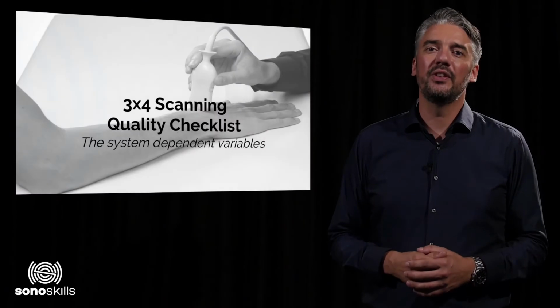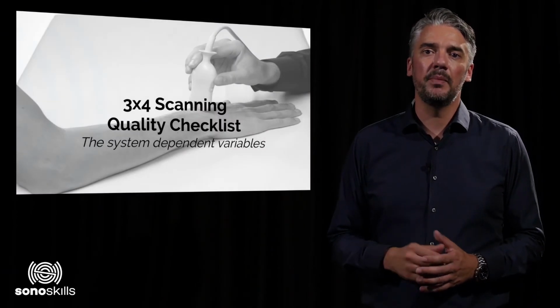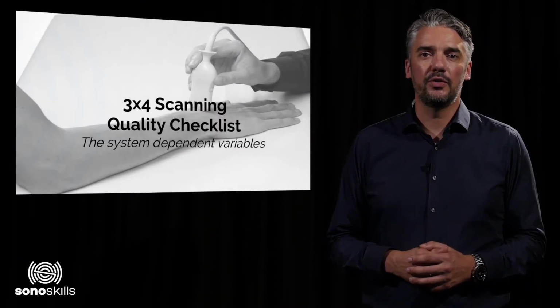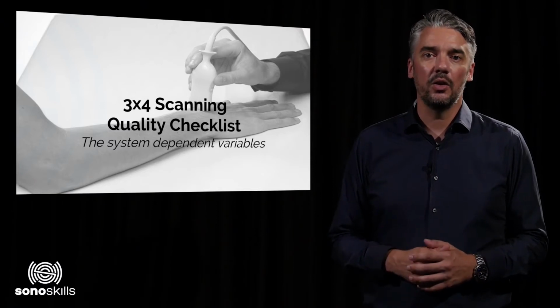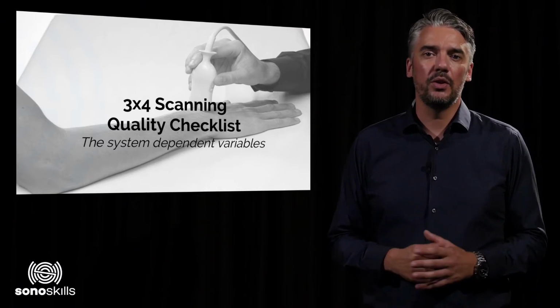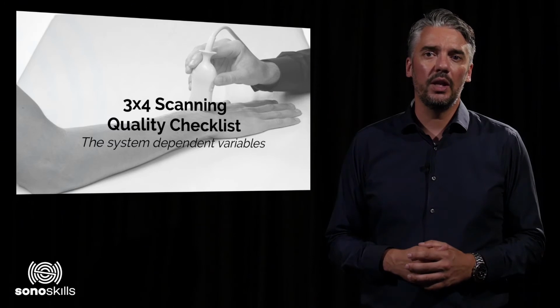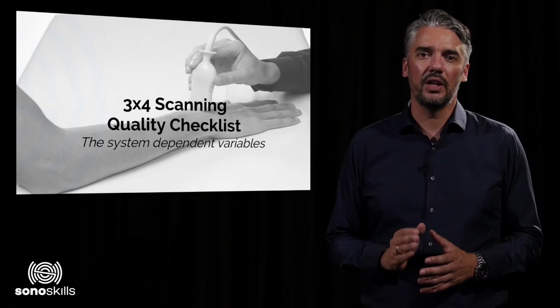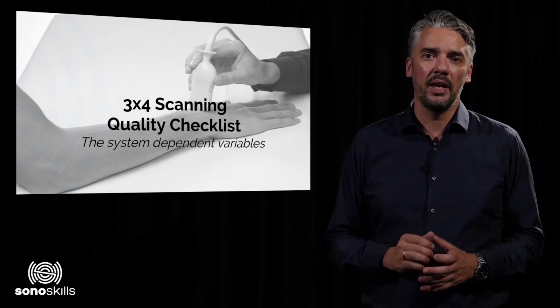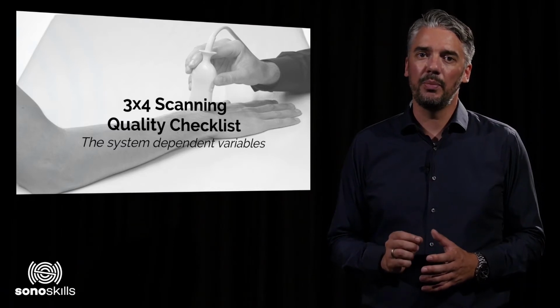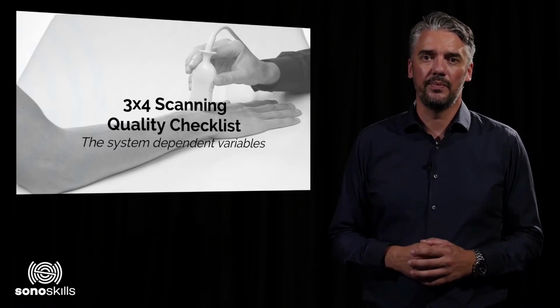The goal of this presentation is to explain the system-dependent variables of the 3x4 scanning quality checklist that should be used in daily musculoskeletal ultrasound clinical practice. Using this checklist will ensure that you scan your patients in a critical and qualitative way and that you lower the risk of false positive and false negatives.